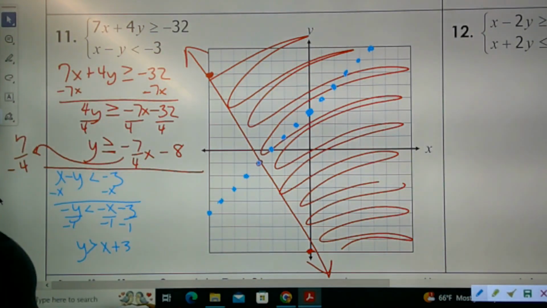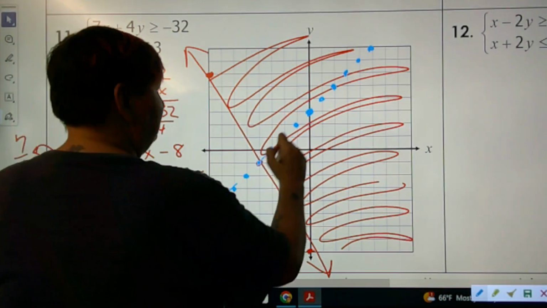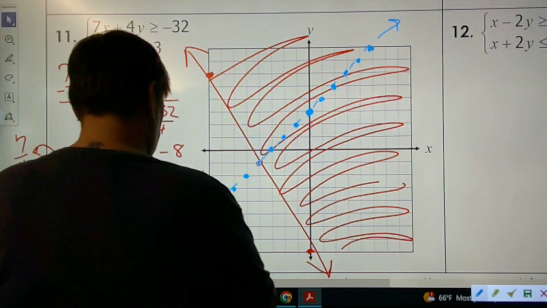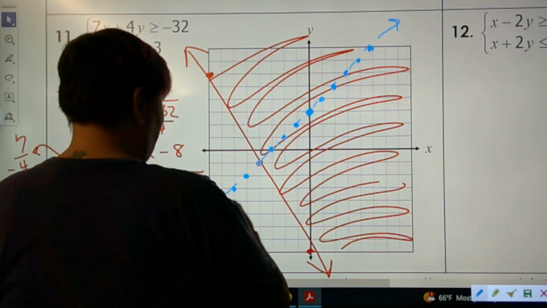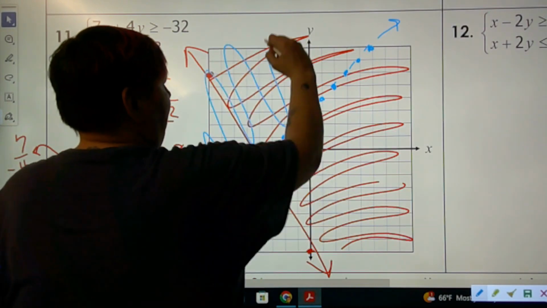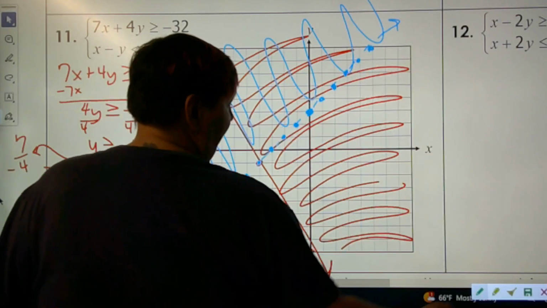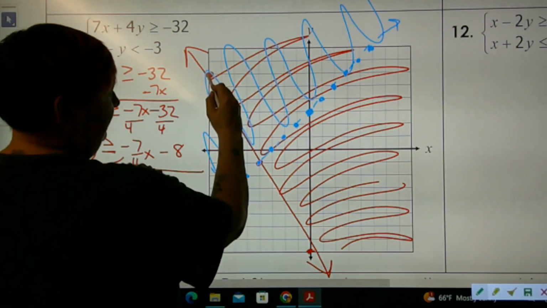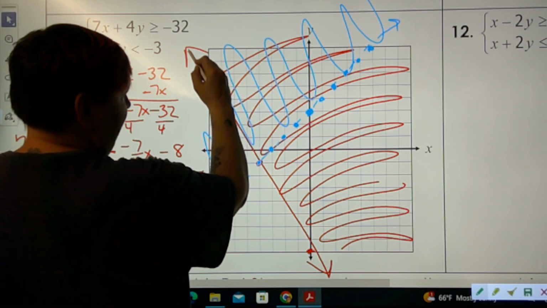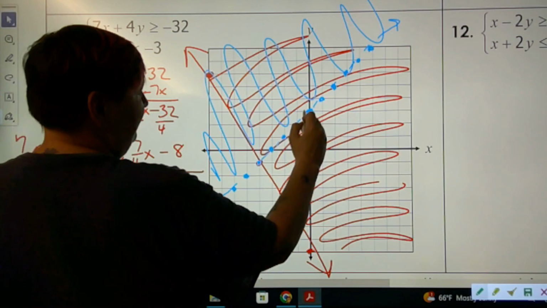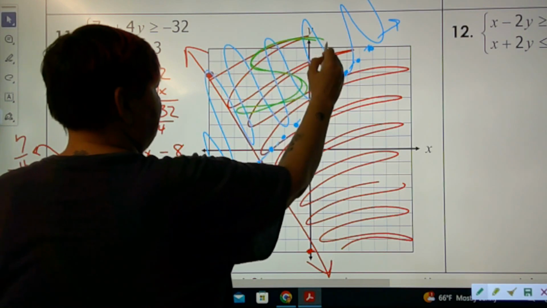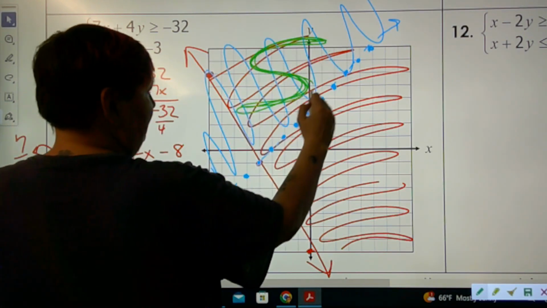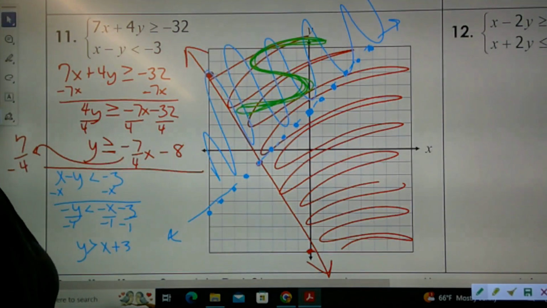It does not include an equal sign. Dash line. Greater than. So we're going to go above the line. Where do they intersect? They intersect in all of this area, right? So this is the solution set, all of this. Where they overlap, where they both make true answers.